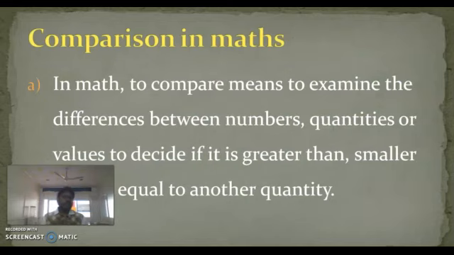Now what is comparison in maths? We have taken some general examples, but coming to the maths topic, how is it the comparison of numbers? In math, to compare means to examine the differences between numbers, quantities or values to decide if one is greater than, smaller than or equal to another quantity. As I said earlier, we need at least two quantities or two groups to compare. In maths, we compare to identify which group is greater, which is smaller, or whether they are equal. That is comparison of numbers.